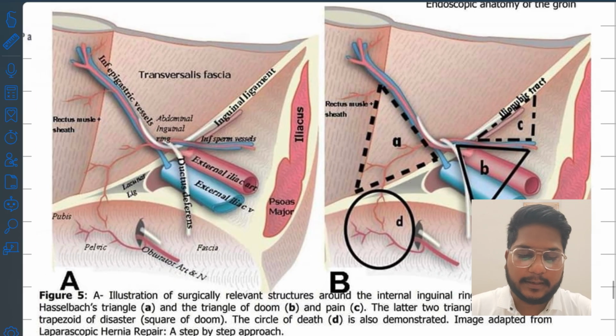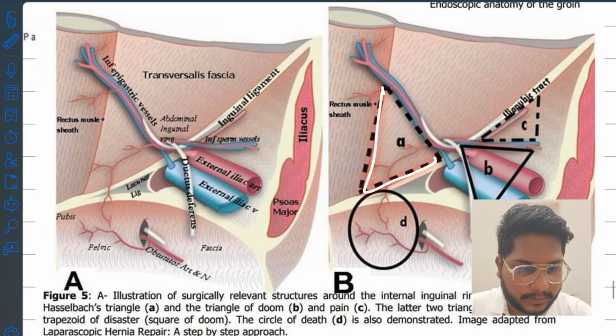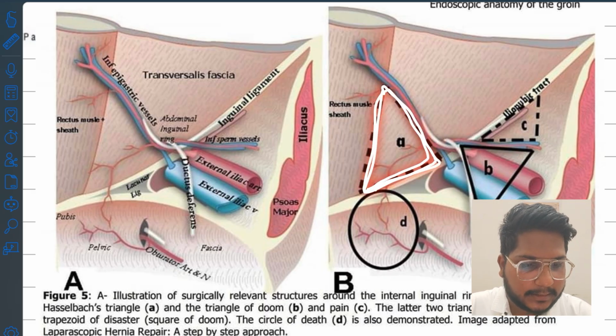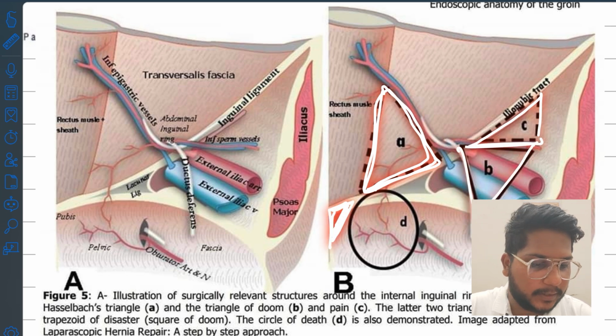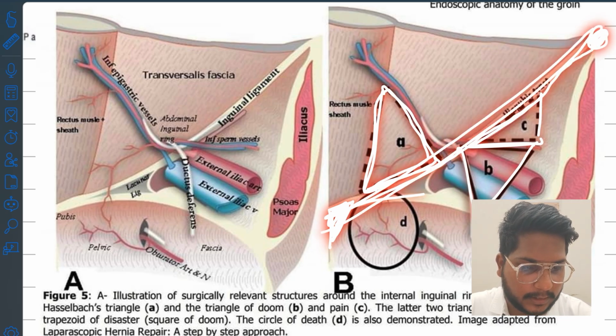And this over here is a clear view showing the triangle of pain and triangle of doom, basically from the inside. Over here this is Hesselbach's triangle, then we have this as the triangle of pain and this as the triangle of doom. Over here there will be the pubic tubercle, then the anterior superior iliac spine, and this is the inguinal ligament.